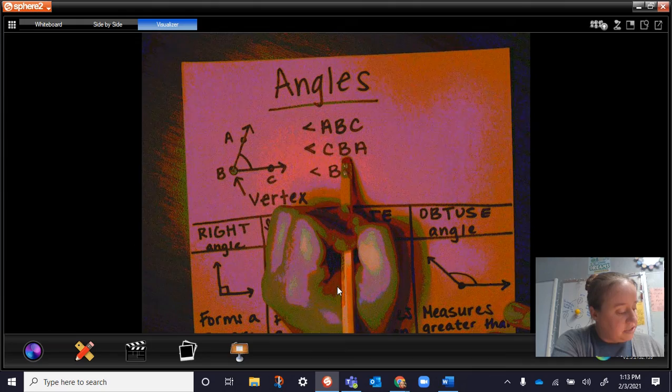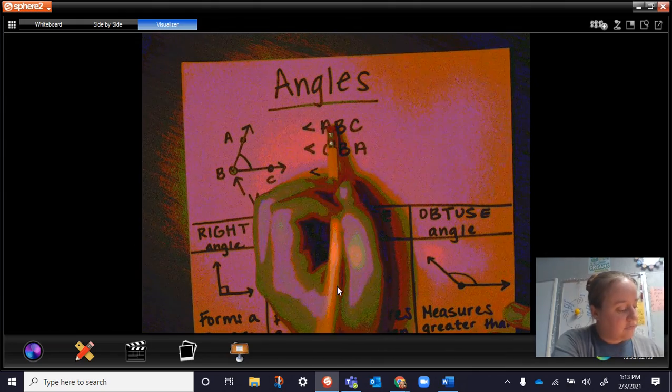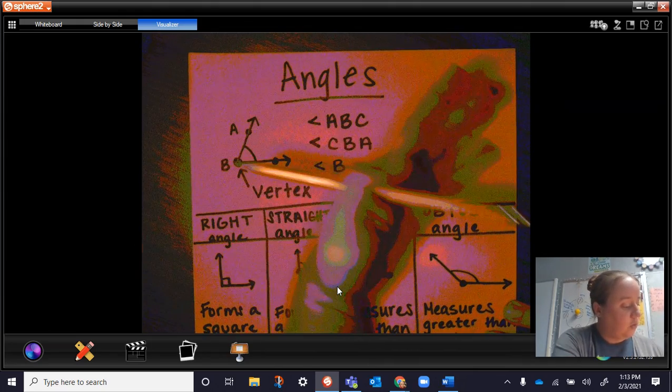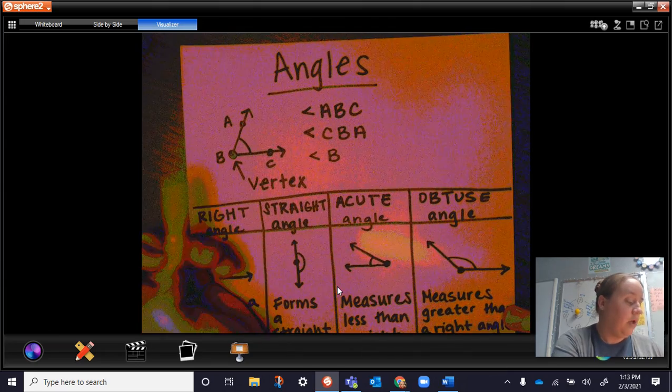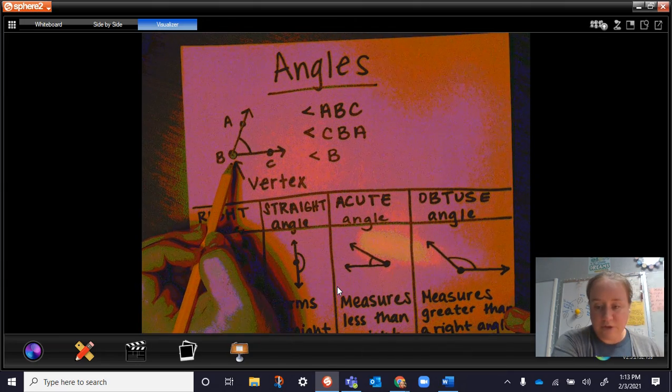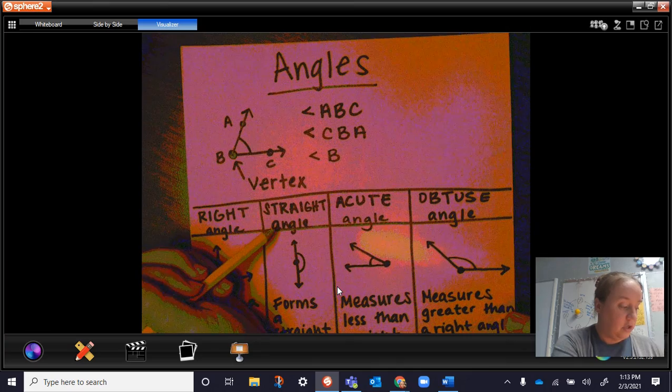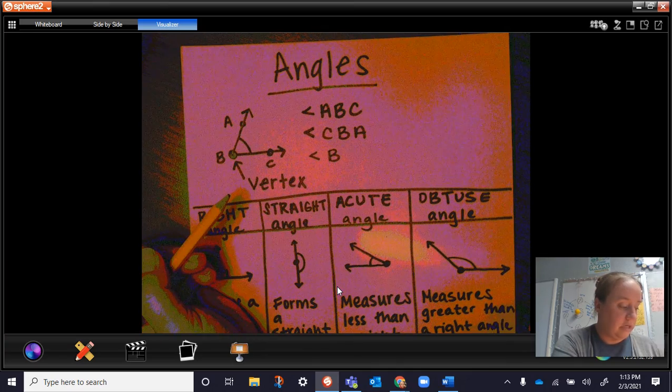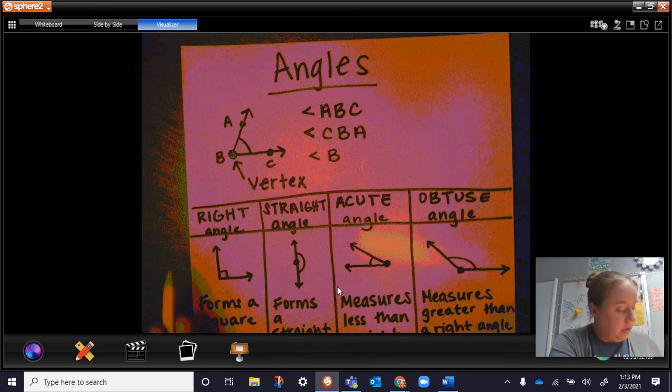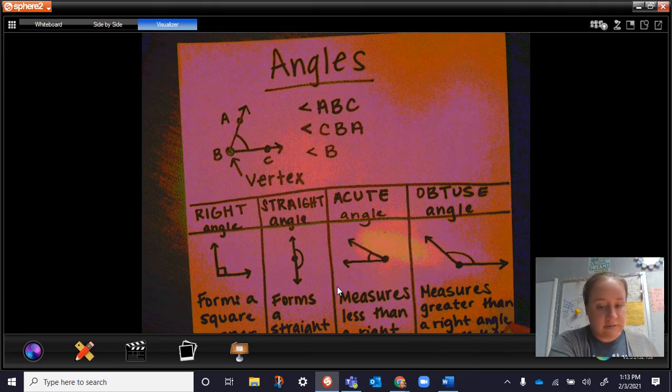The reason we name things, just like we name ourselves, is so we can tell each other apart. Same thing with our angles. When we have a whole bunch of angles all on the page, we want to identify which ones we're talking about, so we give them names. And those names come straight from the points.